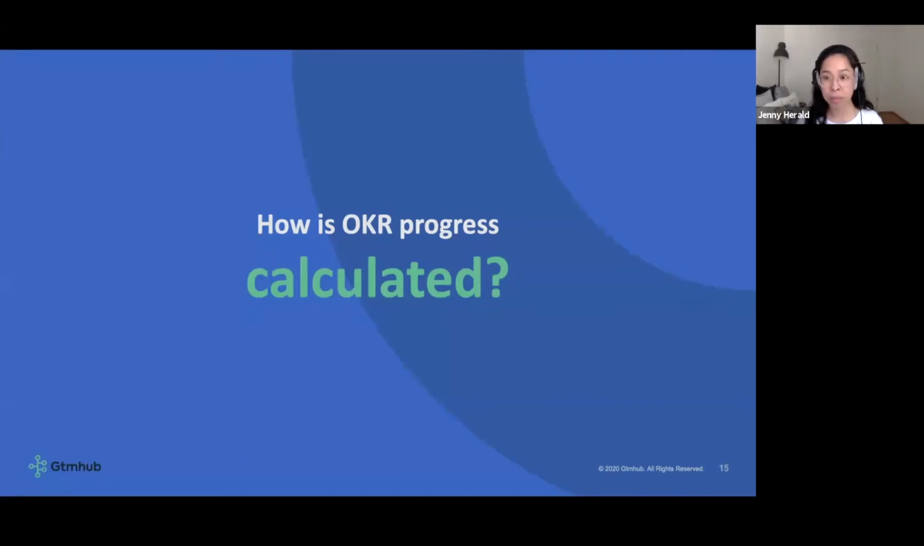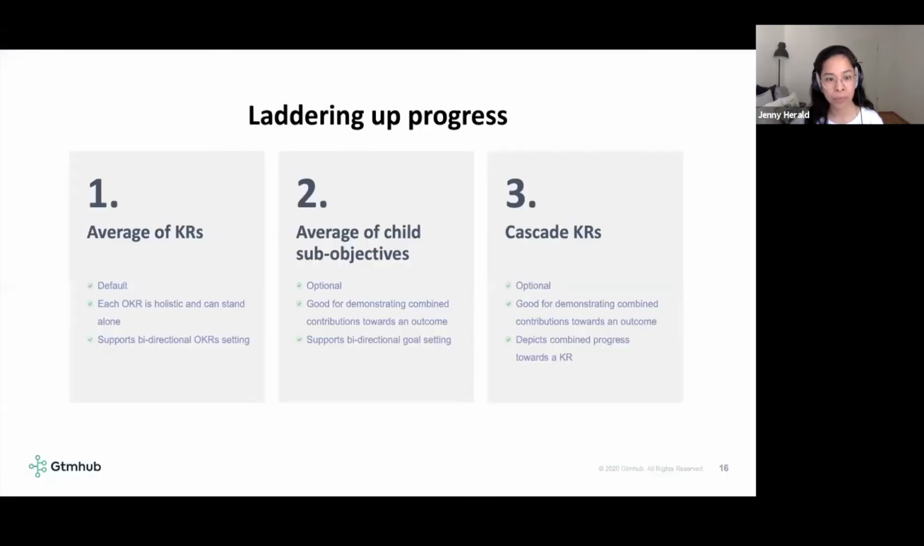The second part of this particular section has to do with OKR progress calculation. And we're going to demystify what this actually looks like or rolls up today. There are 3 ways to ladder up progress in Gtmhub. The first is the default setting. When you set a series of OKRs, the default is that each OKR is holistic and can stand on its own. So what you're looking at is an average of all the key results will result in the overall progress of that objective.